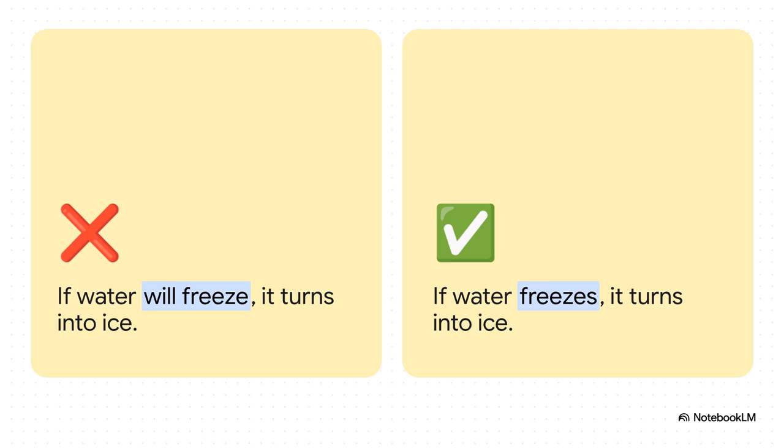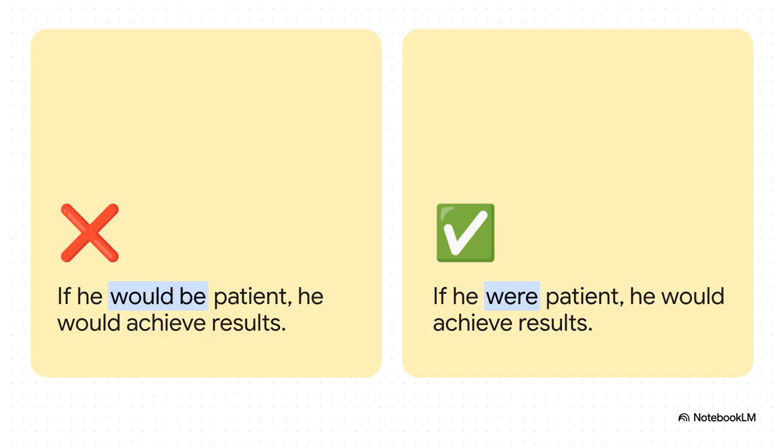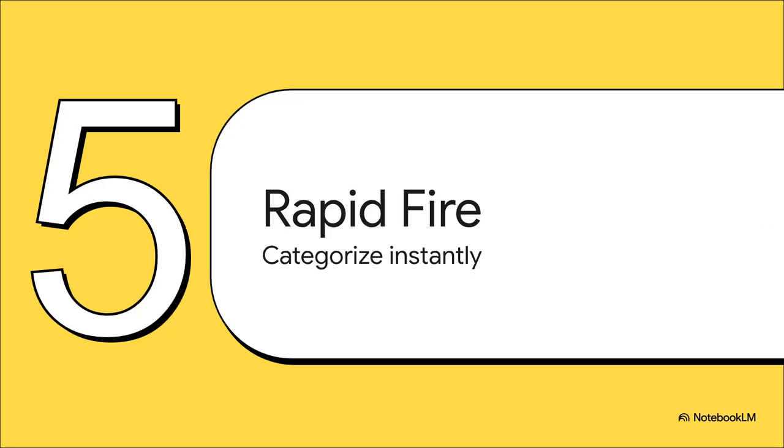This brings us to the correct version on the right. If water freezes, it turns into ice. Present simple, present simple. Now here's another classic mistake. If he would be more patient, he would achieve better results. Do you spot it? It's the dreaded double would. English learners frequently overcompensate by putting would in both clauses. To fix this, we need the past simple in the if clause, giving us the correct version. If he were more patient, he would achieve better results. Boom. Fixed.